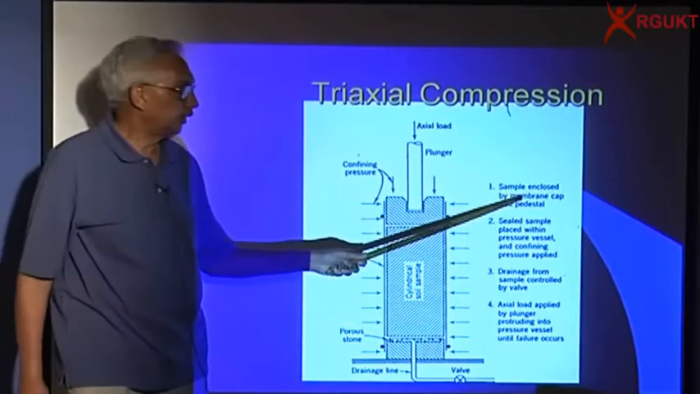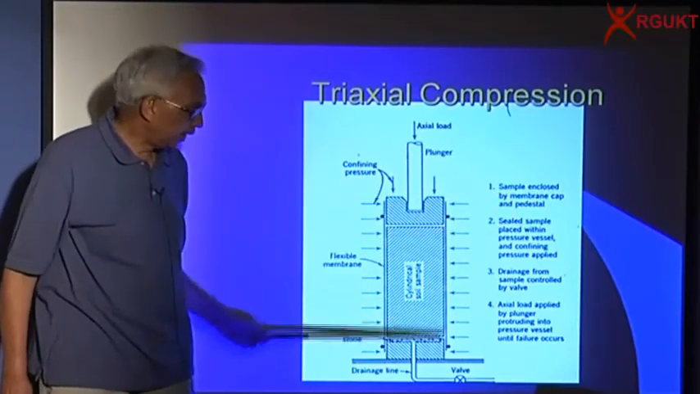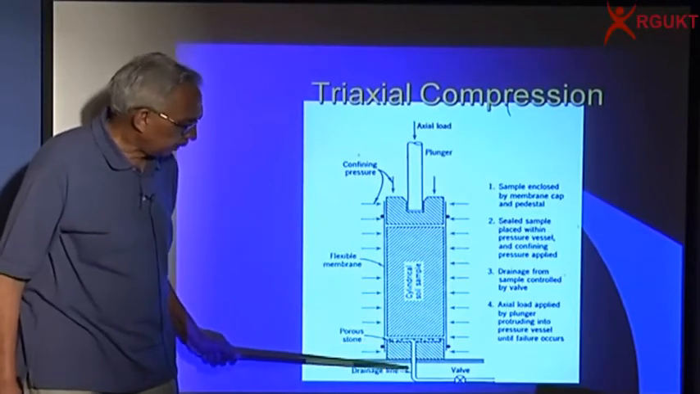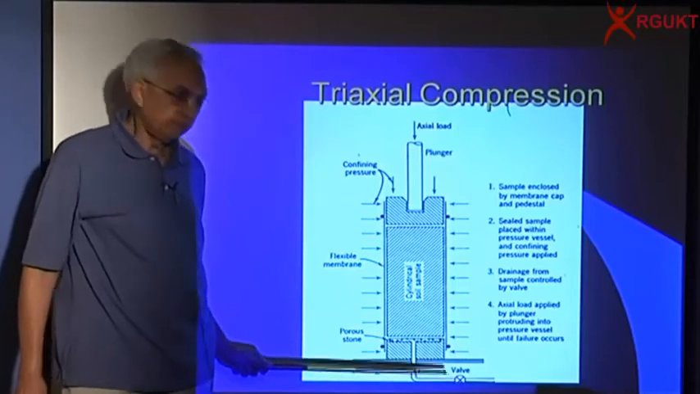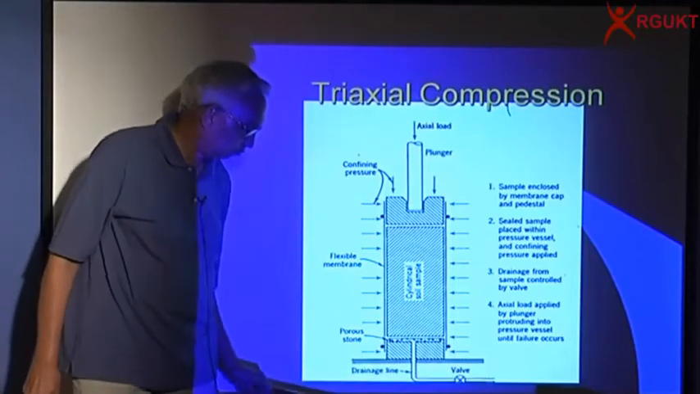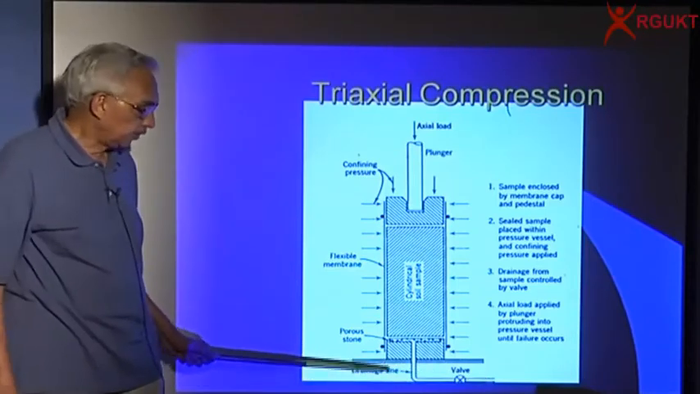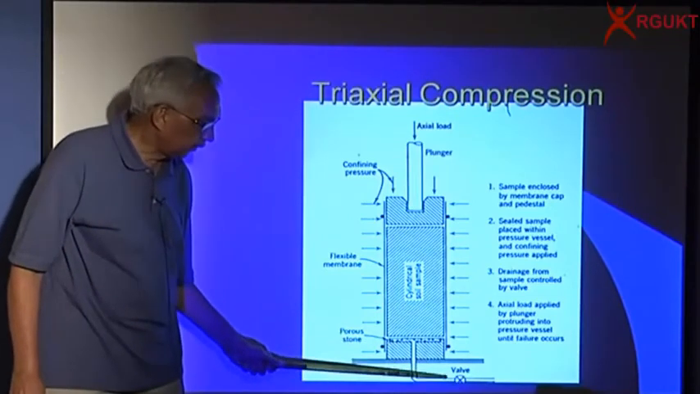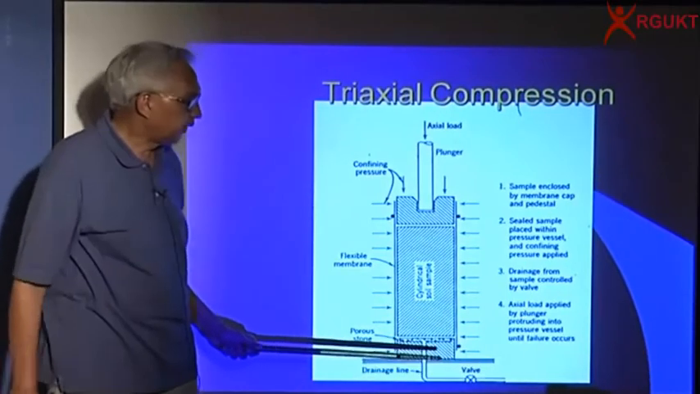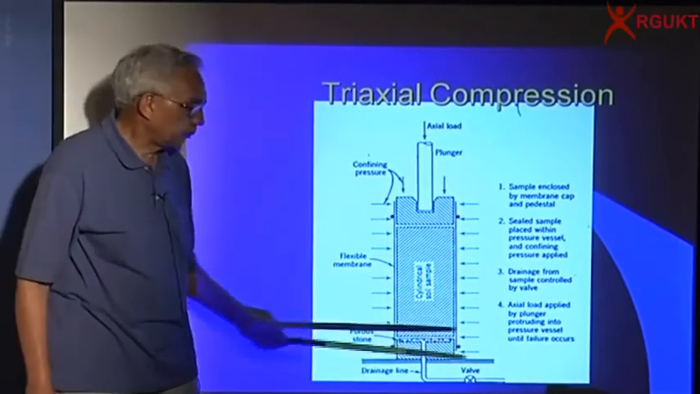So the sample is enclosed by membrane, cap and the pedestal, and at the bottom you have an outlet so that I have a valve. If I open the valve, the water can escape, and then I can measure the change in volume from the water coming out of the drainage line. If you close it and connect to a pore pressure device, we can measure the pore pressure.